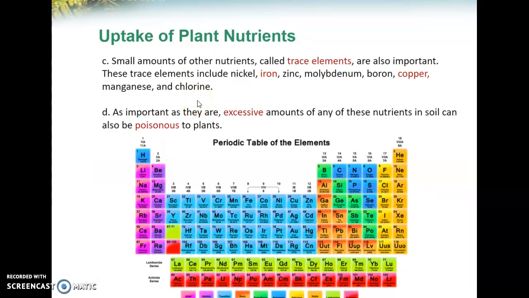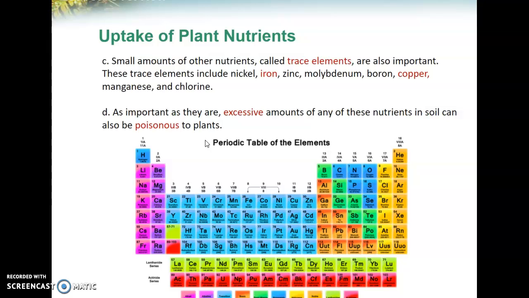Last thing, let's talk about the micronutrients, excuse me, not microelements. But these are the nutrients that the plant needs in trace or small amounts, but they're still important. Nickel, iron, zinc, molybdenum, boron, copper, manganese, chlorine. So the plant needs these things too. And where do the plants get them? Gets them, of course, from the soil.